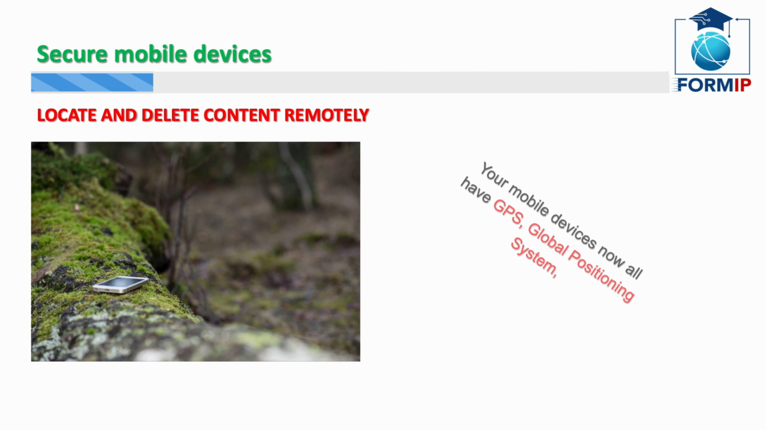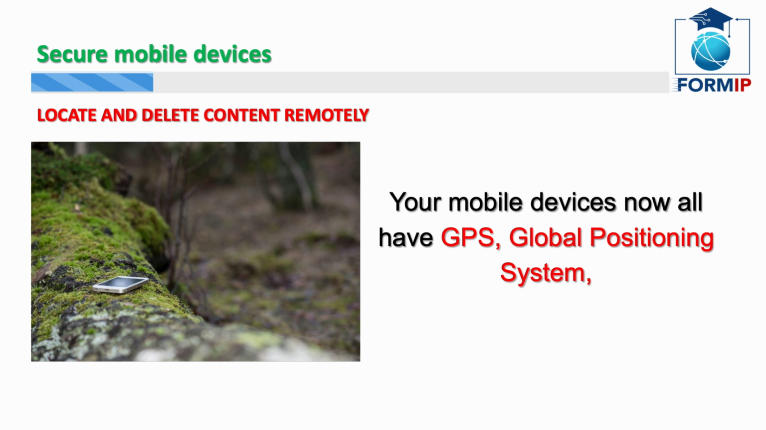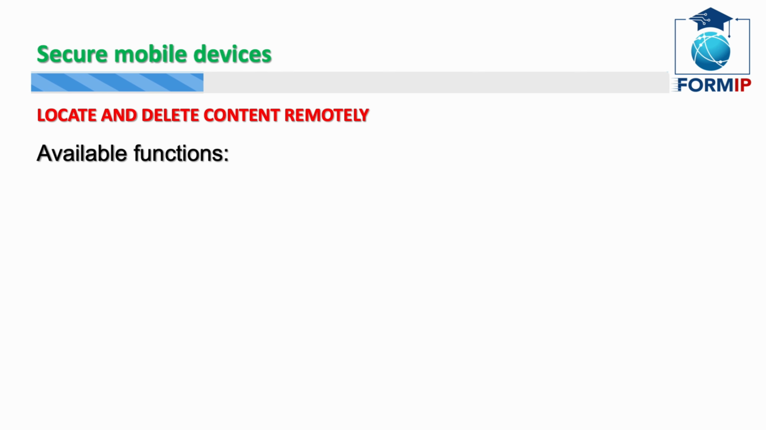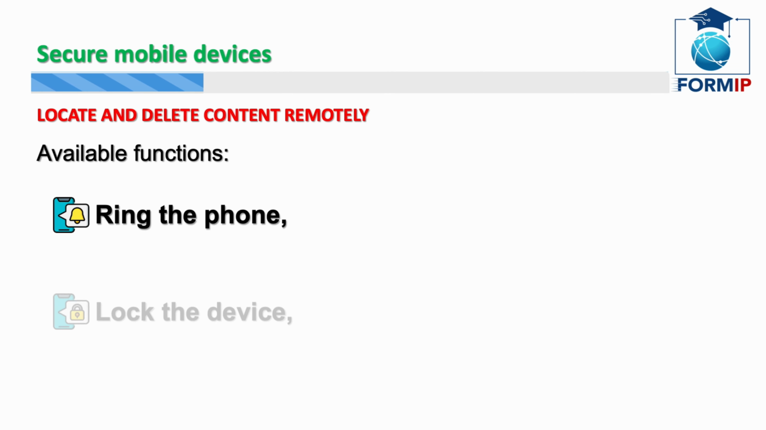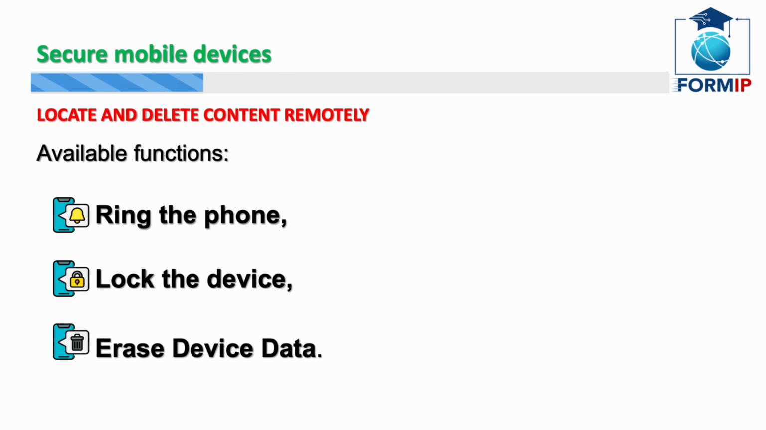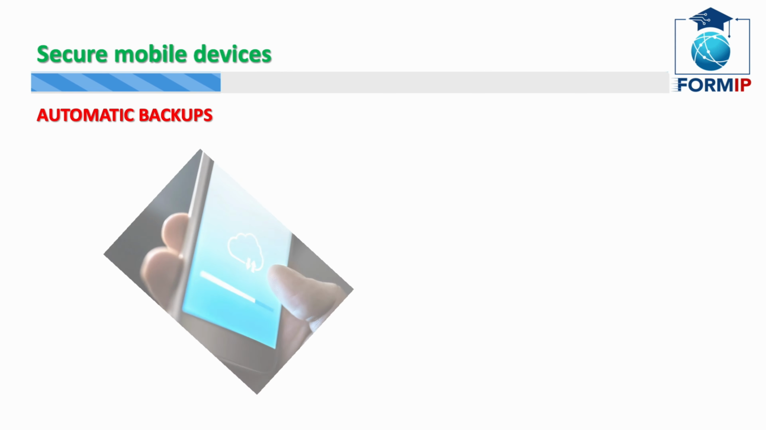Locate and delete content remotely. Your mobile devices today all have GPS, Global Positioning System features, and this feature can be very handy if your mobile device is lost or stolen, as it can allow you to locate that device. On Android, for example, you can use your Google account to locate a device. Other functions are then available, such as ring the phone, lock the device to prevent someone from using the phone if they know the way to unlock it, erase device data.